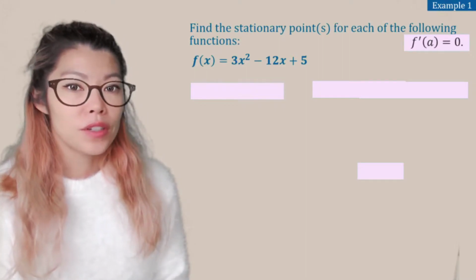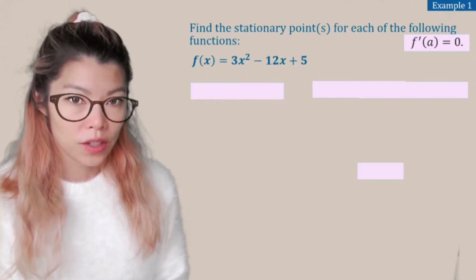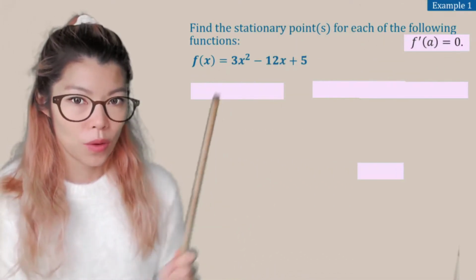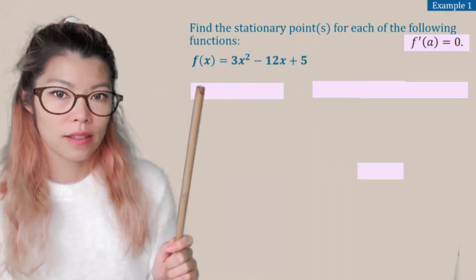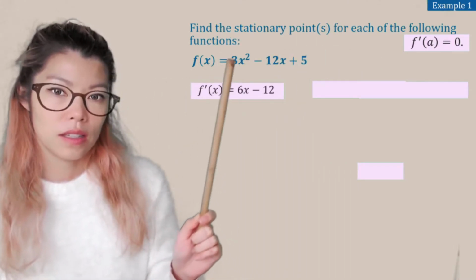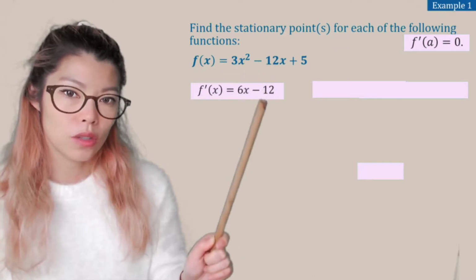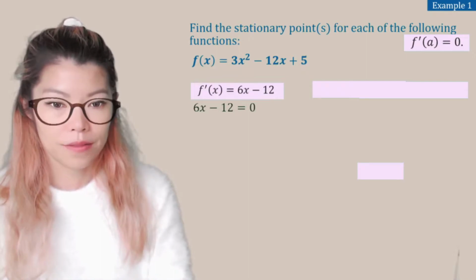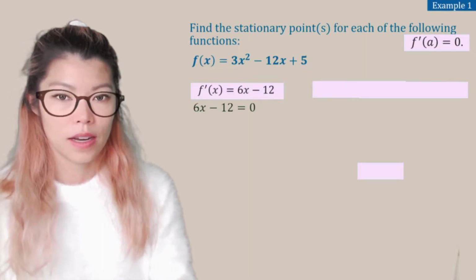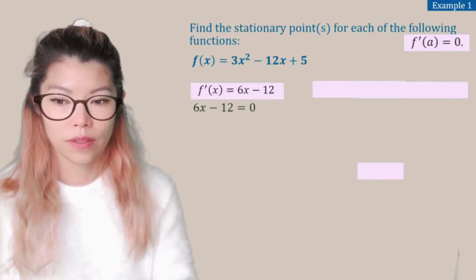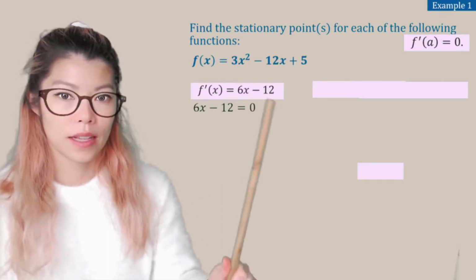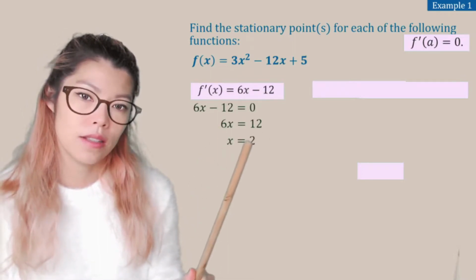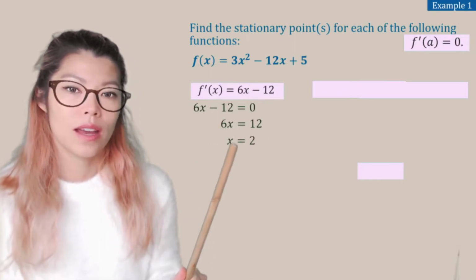Example 1. Find the stationary points for each of the following functions. Whenever you see the word stationary point, f dash a equals 0. That's what we're doing. So first of all, f dash x is 3 times 2 is 6, and then minus 12, so 6x minus 12. Then we let it equal 0. So now we have 6x minus 12 equals 0. Bring the 12 over to the other side, and 12 divided by 6 is 2, so x equals 2.